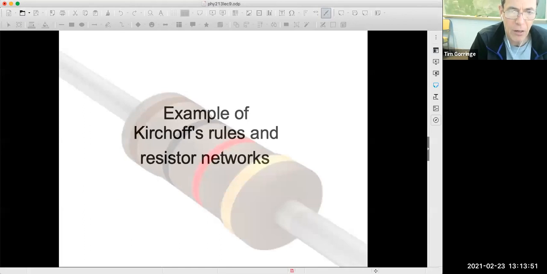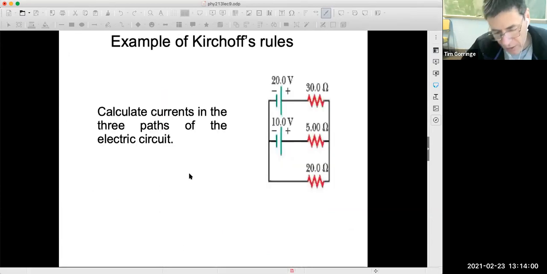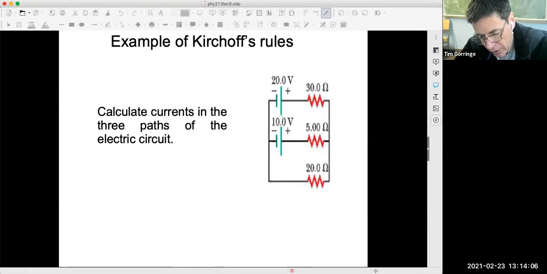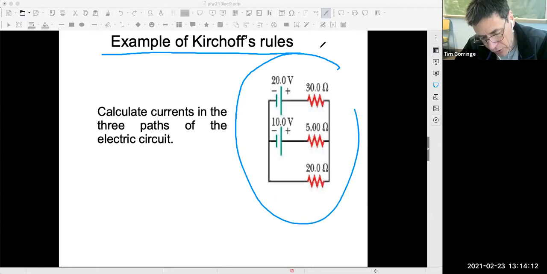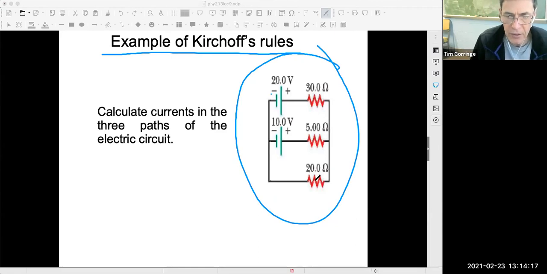Okay, so let's look at an example of solving a circuit with Kirchoff's rules. And here's the circuit that I want to solve. So this is an example of applying Kirchoff's rules. And here's the electrical circuit. And it's got these 2 batteries, and it's got these 3 resistors. And this is an example of a circuit where you can't break it down into a single equivalent resistance, because you can't isolate, for example, pairs of parallel, pairs of series resistors.